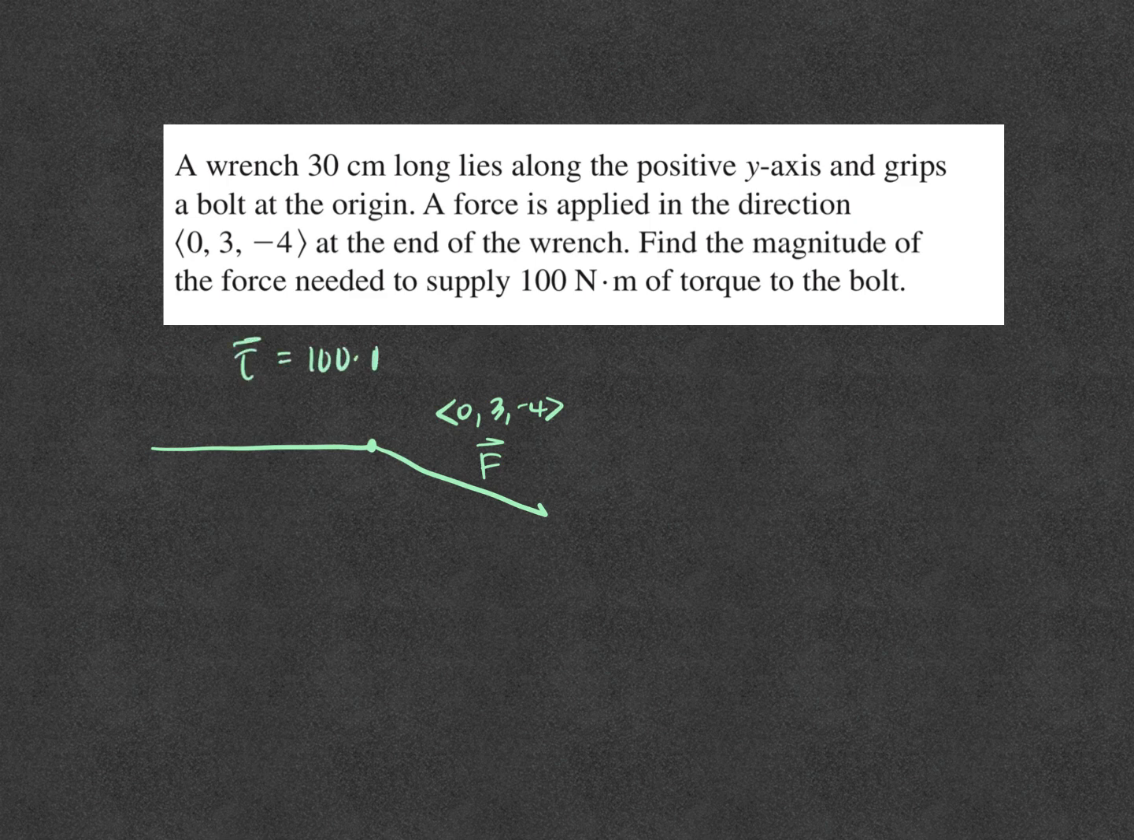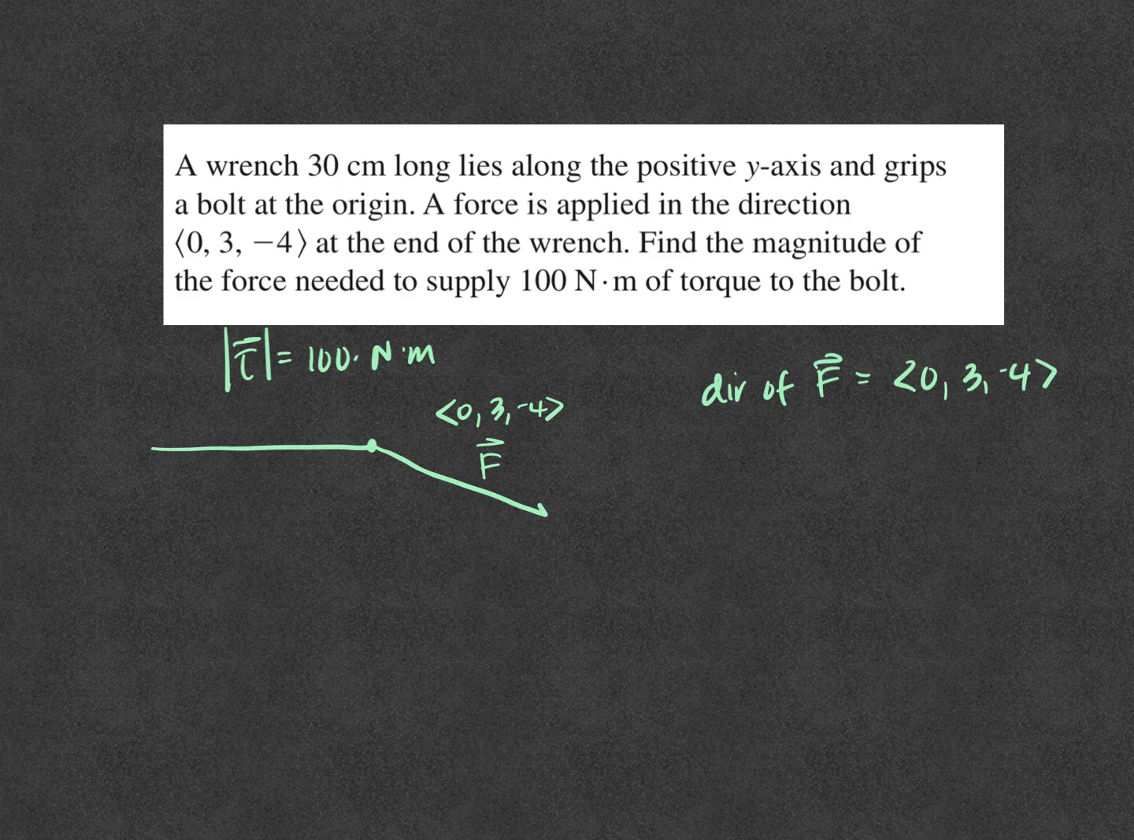So we have 100 Newton meters. That's the magnitude of our torque to the bolt. So what we're looking for here is the magnitude of the force needed. We're given some interesting pieces. We're given the direction of the force to be 0, 3, -4, and we're given a 30 centimeter wrench.